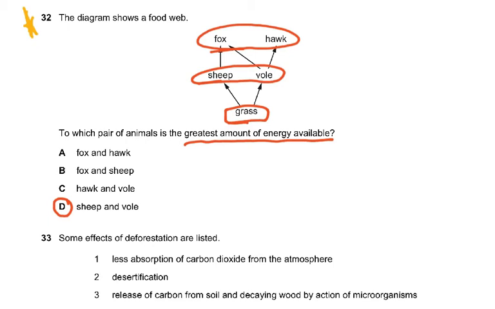So to which pair of animals is the greatest amount of energy available? So it had to be the primary consumer, which was the sheep and the wool.